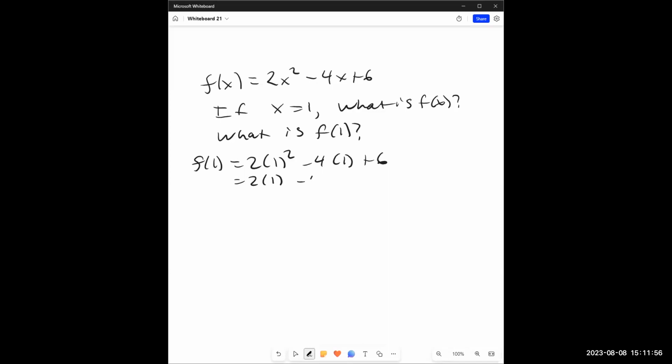2 times 1 minus 4 times 1 plus 6 is 2 minus 4 plus 6. 2 minus 4 is a -2. -2 plus 6 is a +4. That means f of 1 is equal to 4. And that means that the point (1, 4) is on the graph.